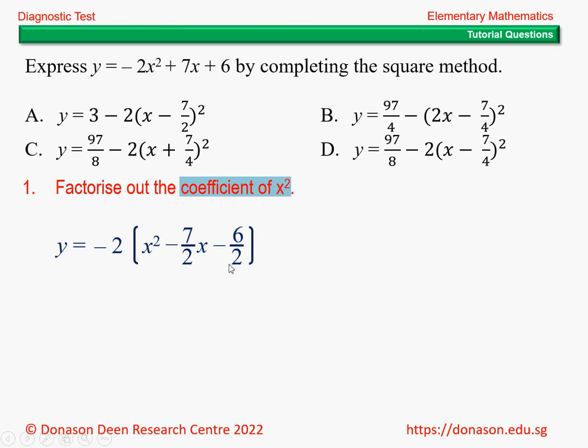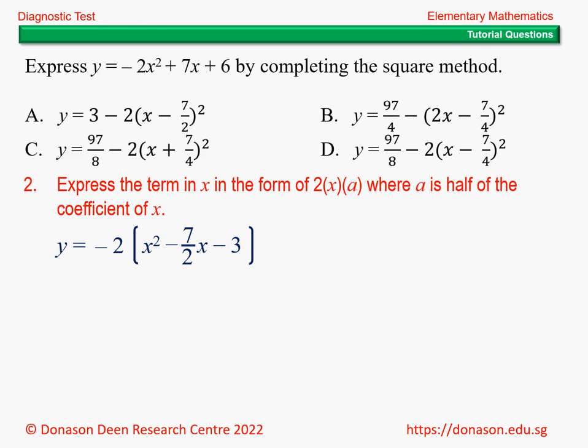So this is the first step. That's going to be the first step. Factorize out the coefficient of x square so that the x square has a coefficient of 1. This is a very, very important and very crucial step. So what we're going to do next is the 6 over 2, I changed it to a minus 3, which you could have done straight away.